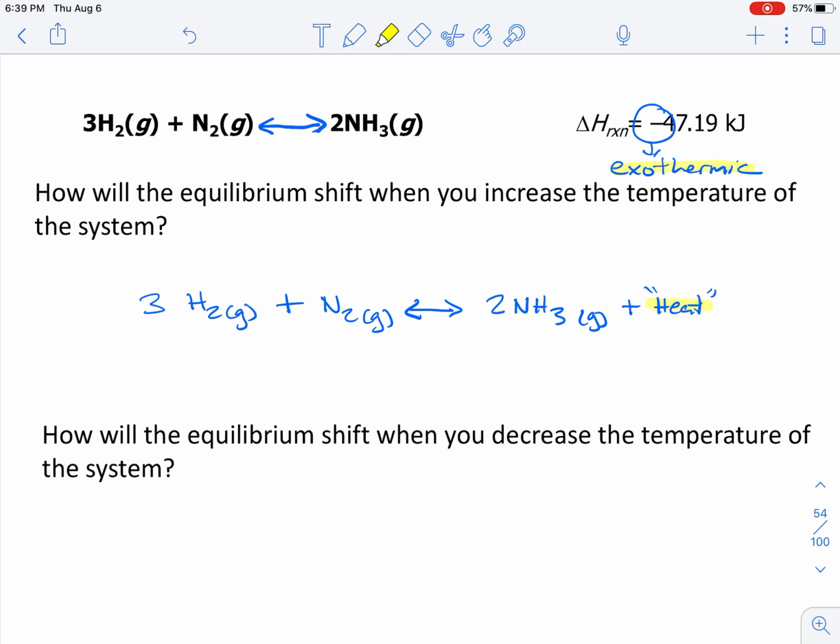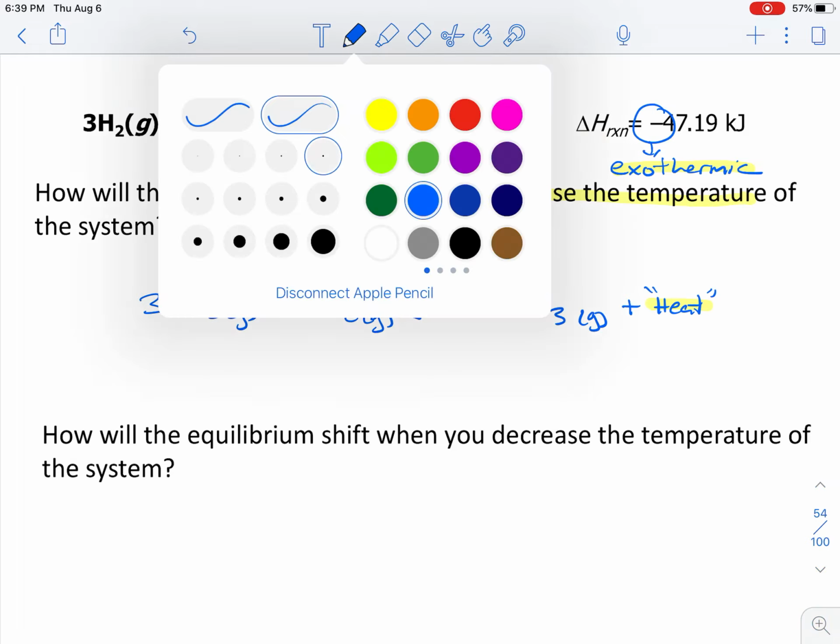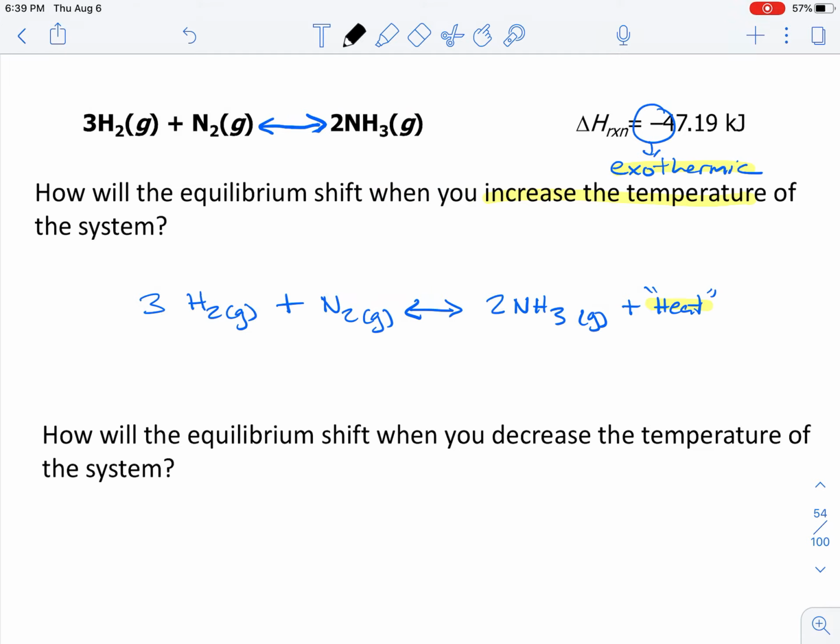And so now that we've represented the exothermic reaction as heat on the side of the products, we're going to go ahead and apply the change in temperature. And so since we're increasing the temperature of the surrounding, we're basically adding heat to the system. So if we increase the temperature, we're going to add heat to the system. And so we're increasing the concentration of this heat term. And according to Le Chatelier's principle, the equilibrium will shift to the left.